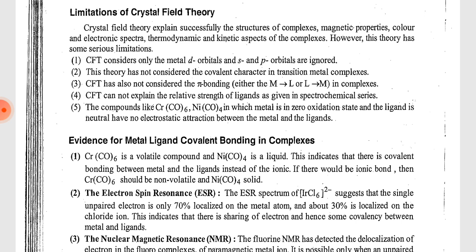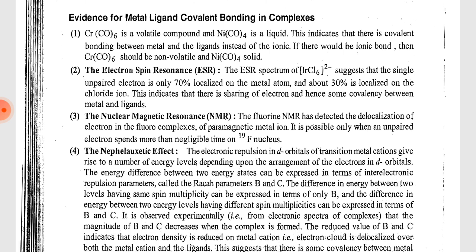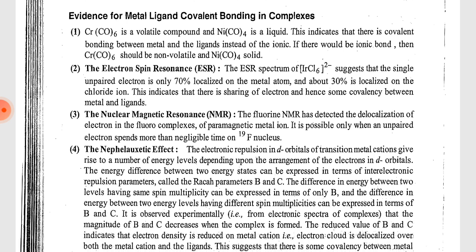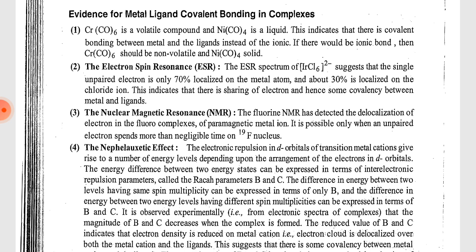Fifth, compounds like chromium hexacarbonyl and nickel tetracarbonyl, in which metal is in zero oxidation state and the ligand is neutral, have no electrostatic attraction between the metal and ligand. Evidence for metal ligand covalent bonding in complex. First, chromium hexacarbonyl is a volatile compound and nickel tetracarbonyl is a liquid. This indicates that there is a covalent bonding between the metal and the ligand instead of ionic.